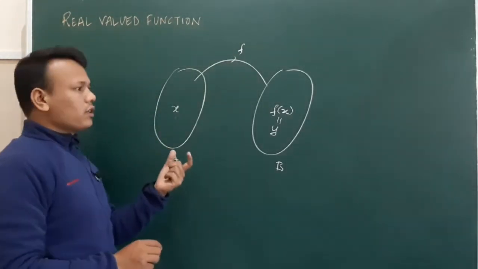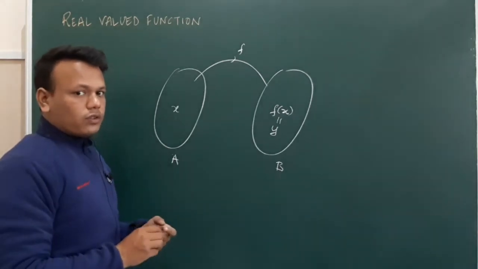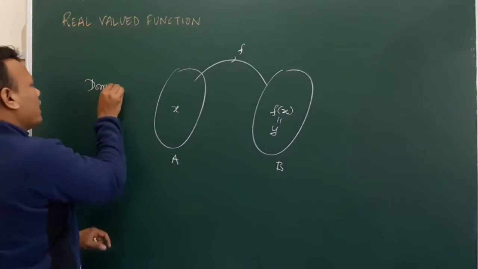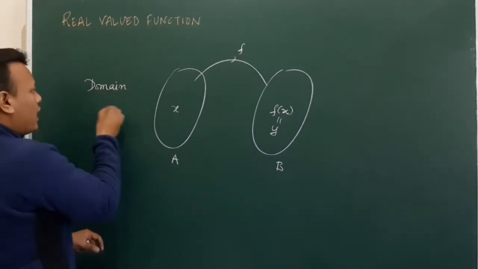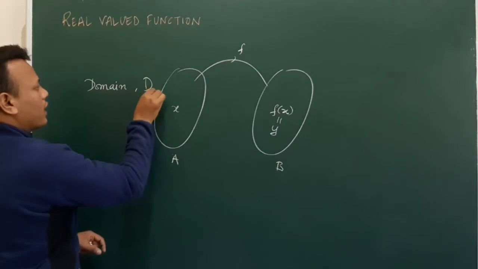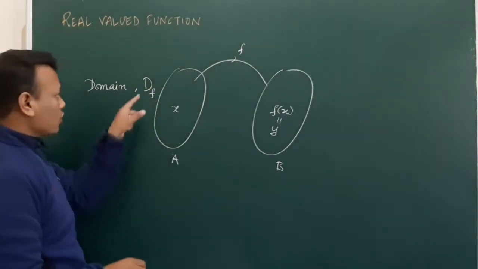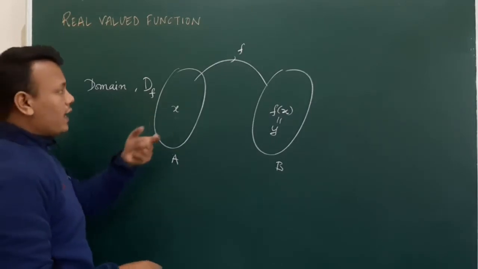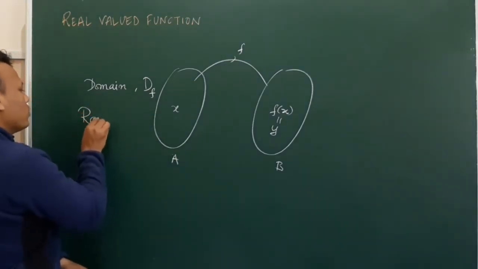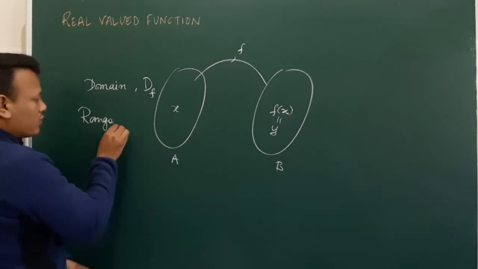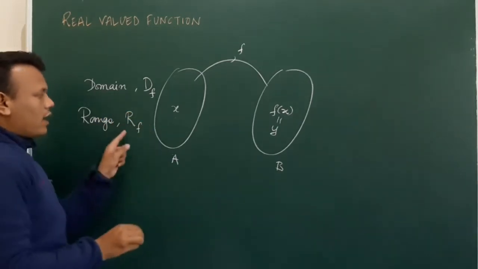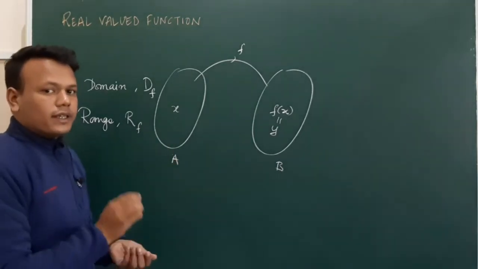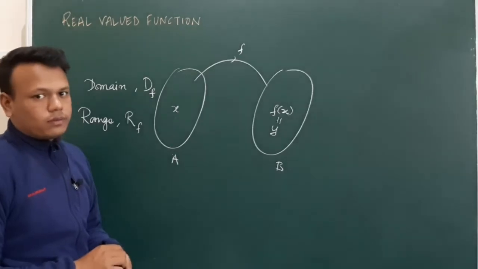So in this particular exercise, what we are going to do is find the domain of the real valued function, and domain is represented by D of f. So whenever you see this, it means domain of function f, and you will be asked to find the range of the function as well, and range is denoted by R of f. So with this, let's begin our exercise 2.4.